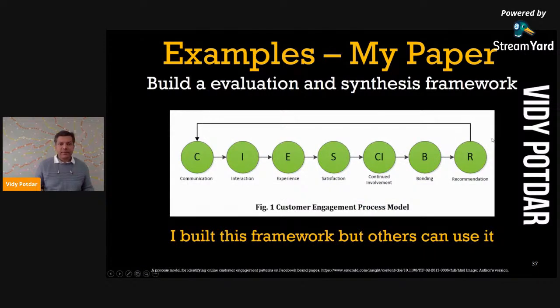So this is another framework. This was the paper that I was referring to, where I had that reviewer write me about the references. In this paper, we studied the existing literature and came up with this process, the process of how customers engage with your brand.